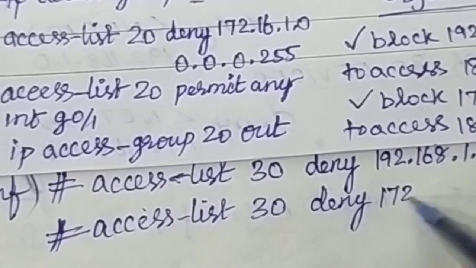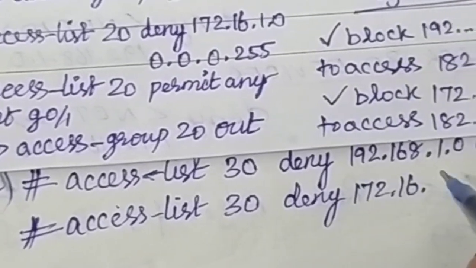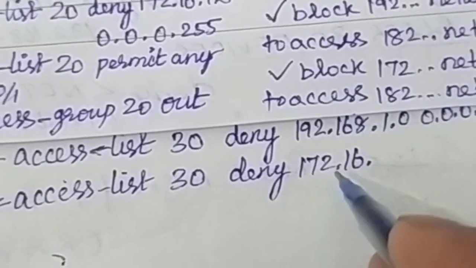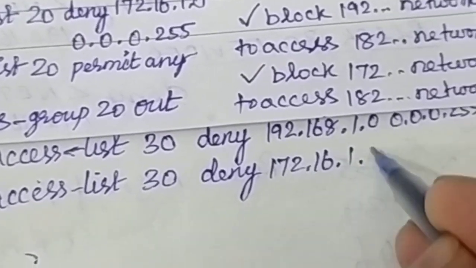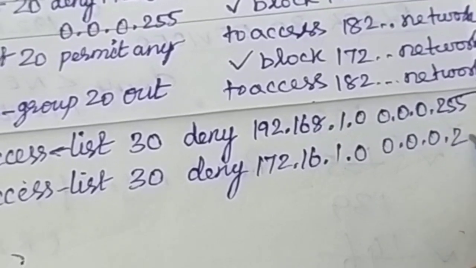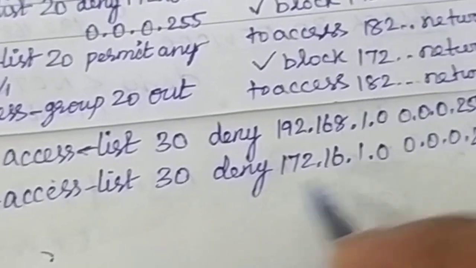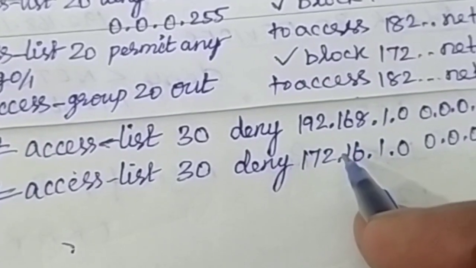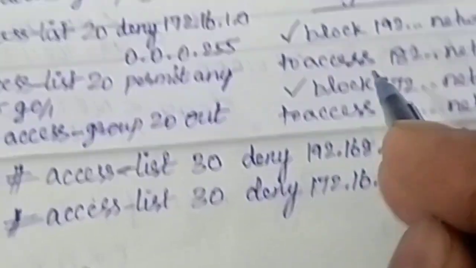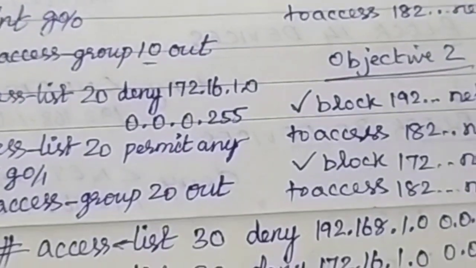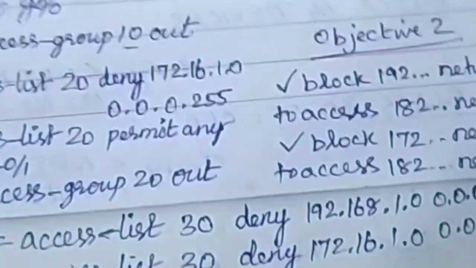Which network are you going to deny? The second one, that is here they given no block 172 network. 172.16.1.0, then 0.0.0.255. Now in this two-line command I am blocking these two networks from accessing this network. Understood? Clear?